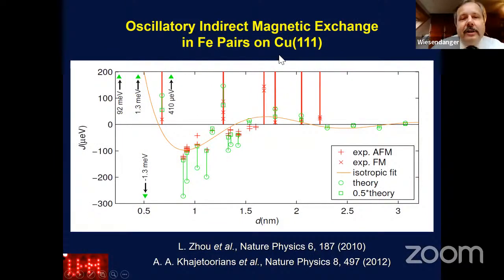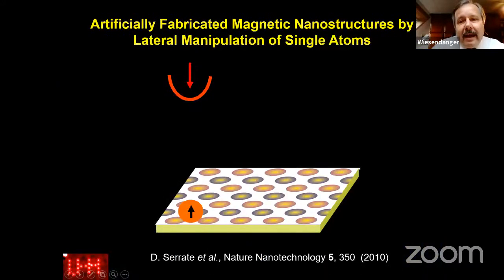Now, we found this not only for cobalt pairs, but also for iron pairs and copper. And we could also map out the distance dependence of the indirect exchange interaction for iron pairs and copper. And most importantly, that gave us a roadmap for constructing artificial nanostructures and devices, because we know then at which distances we can expect strong antiferromagnetic coupling or ferromagnetic coupling.